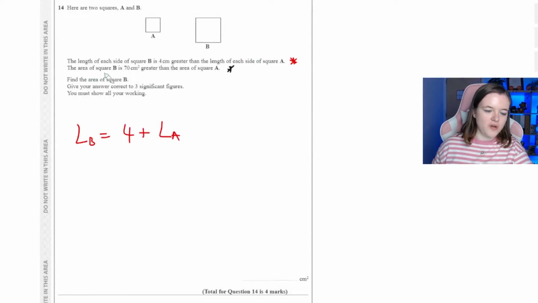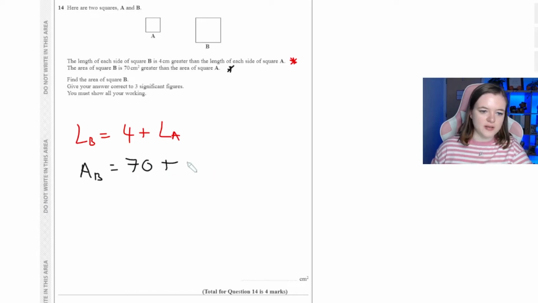So the area of square B is 70 centimetres squared greater than the area of square A.